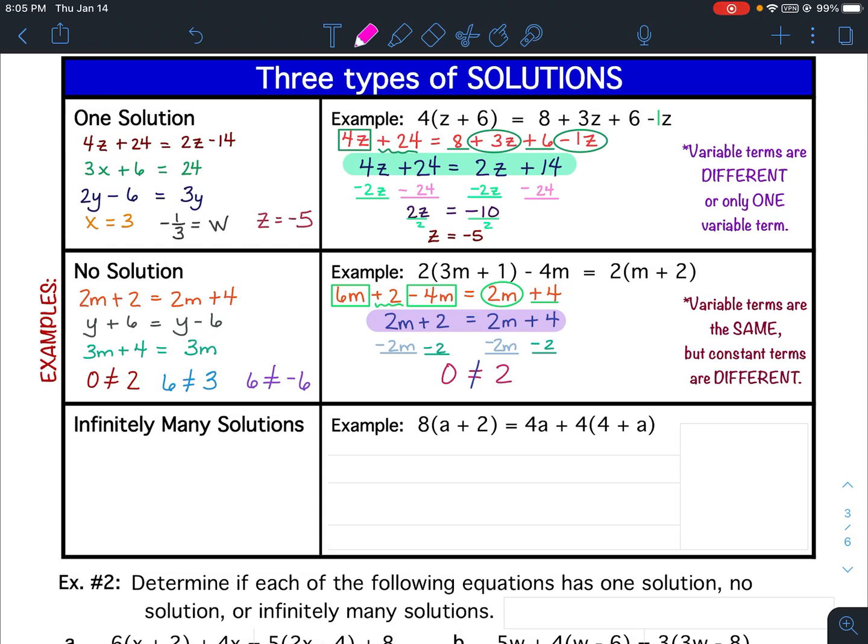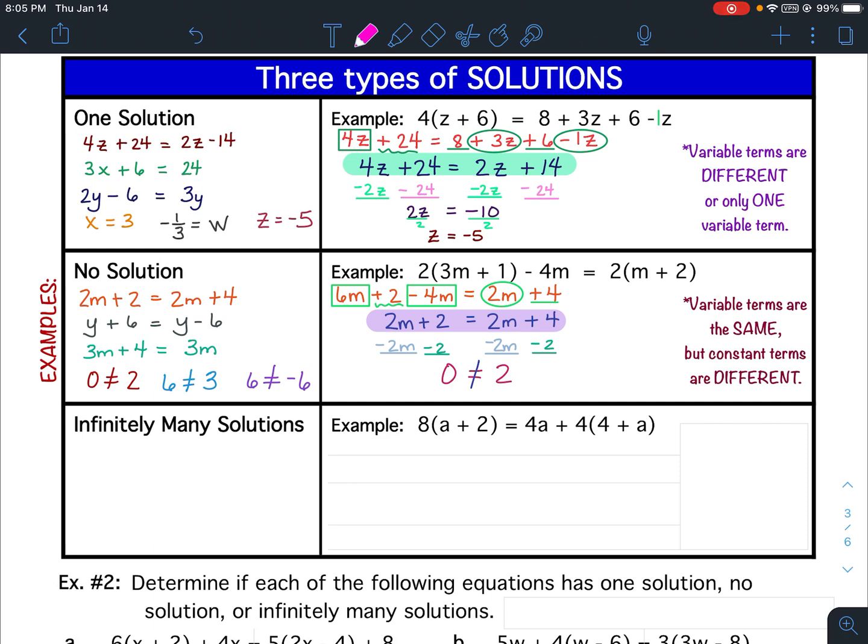Solving multi-step equations, lesson 8 notes. Continuing with the 3 types of solutions. So we talked about one solution problems, that's where your variable terms are different. Then we talked about no solution problems, that's where your variable terms are the same, but the constants are different.